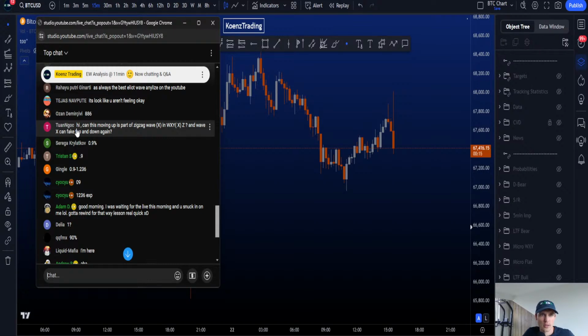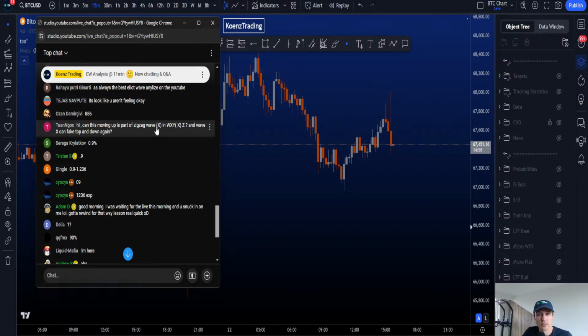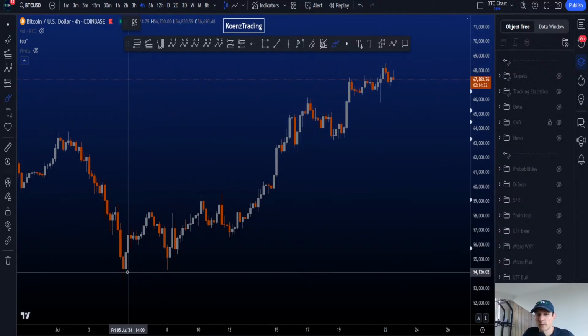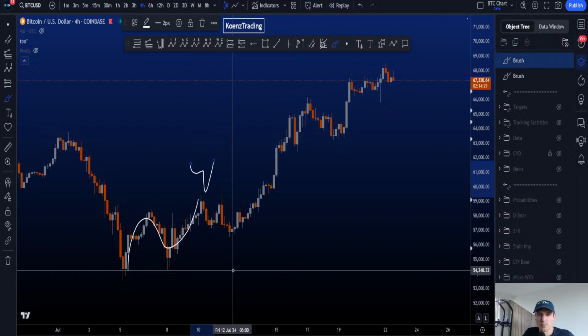Tuan Ngok: Can this move up be part of a zigzag, W, X, Y, X, Z, and wave X can fake top and down again? I guess by the move up, you mean the move from 53K. In that case, of course, in a W, X, Y, X, Z, all of the waves are 3 wave structures, right? Not 5 wave structures. So that means all of your subdegrees need to be 3, which is a challenge, right? From the low. So can it be? Not really, because you would need to count 3 waves following the rules. So you need an A, B, C, and this needs to be your W, then X.